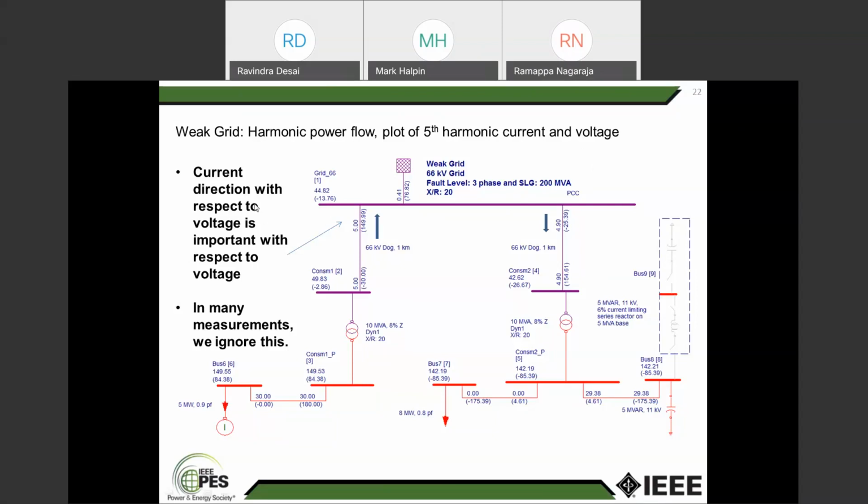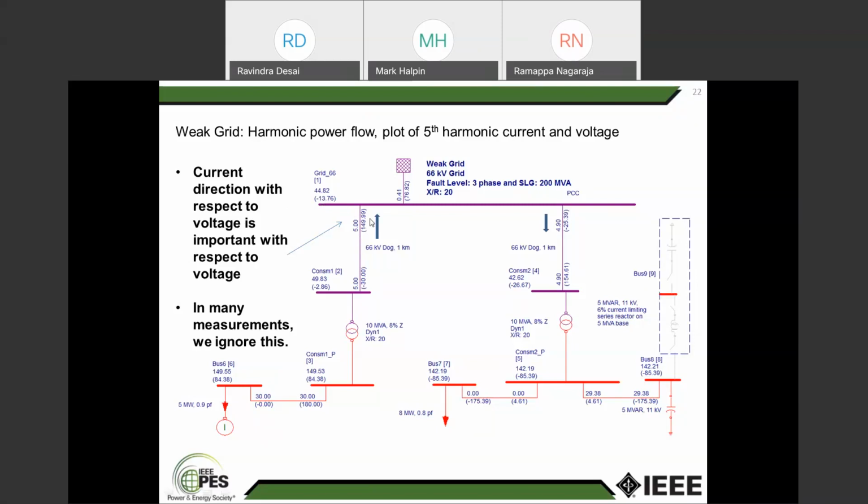Now, if you look at the various currents, the current direction is very important. Most of the time, when you look at the various instruments, the current direction is equally important, but normally we don't look into those directions. The direction is with respect to the fifth harmonic voltage. This is the fifth harmonic voltage, and the voltage angle is available here. This is the fifth harmonic current, and the angle is available here.